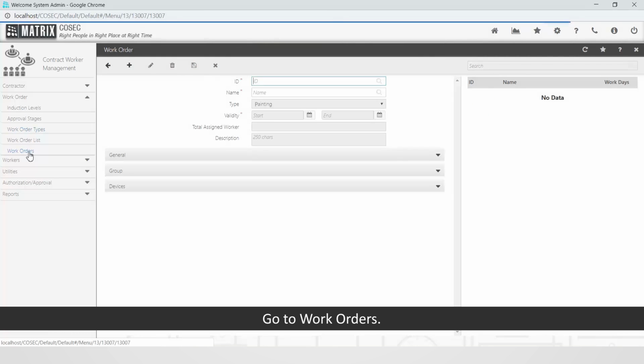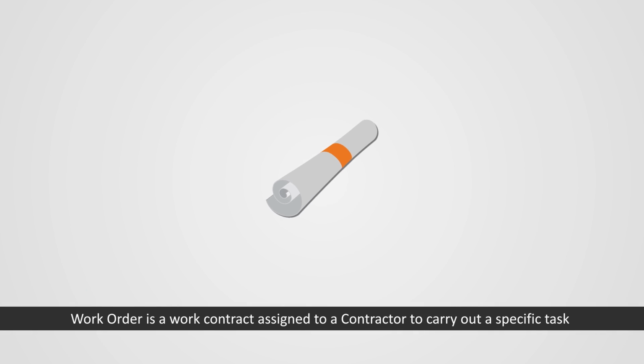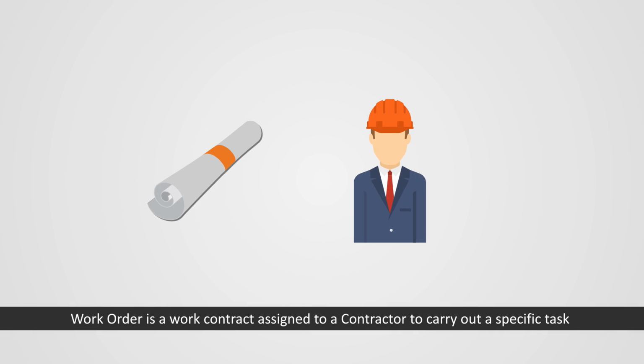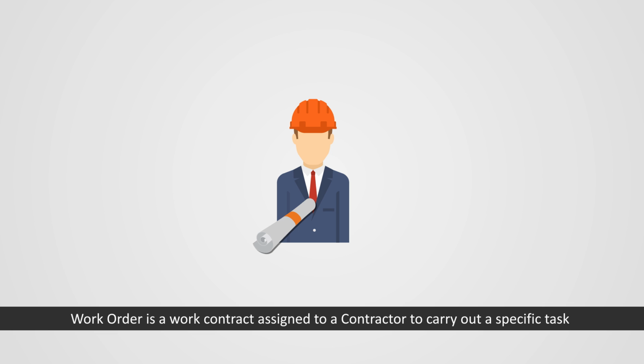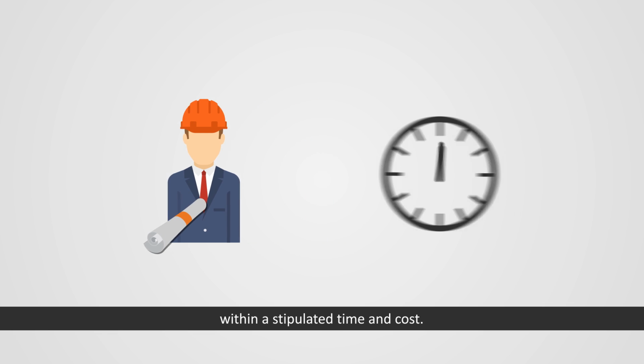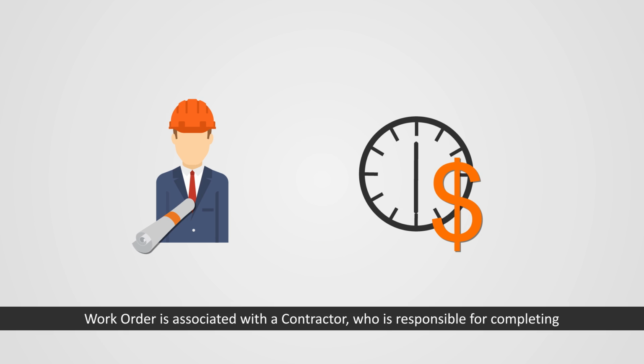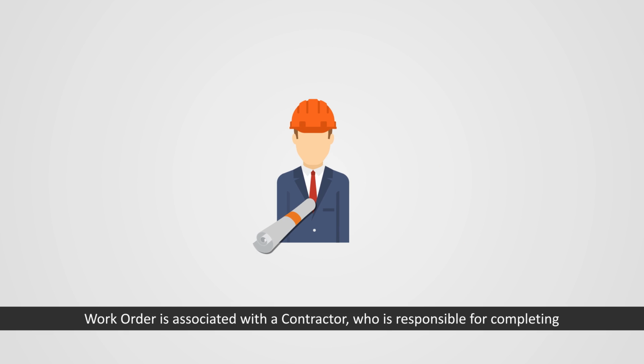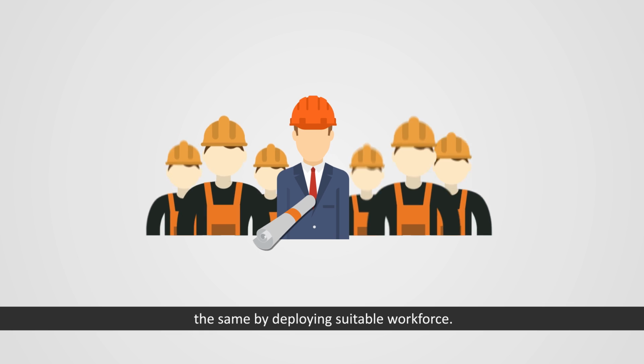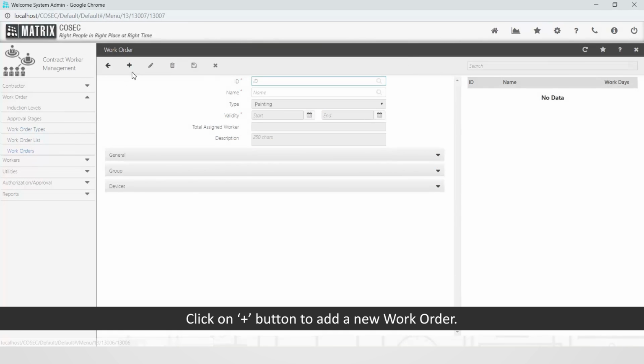Go to Work Orders. Work order is a work contract assigned to a contractor to carry out a specific task within a stipulated time and cost. Work order is associated with a contractor who is responsible for completing the same by deploying suitable workforce. Click on plus button to add a new work order.